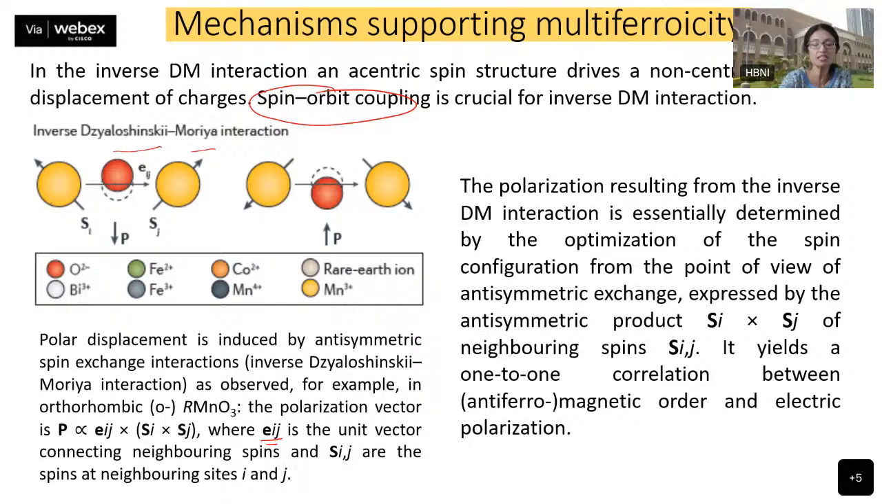So you have the spin states interacting with each other, and this ultimately gives rise to this polarization. So you have a down polarization in this case, and an up polarization in this particular case. And this is happening because of the spin interaction. So here the spin is pointed in one direction. When it moves into the other direction, it induces this particular polarization. So it is a one-to-one correlation between the antiferromagnetic order and the electric polarization. So this is one type of spin mechanism which is giving rise to your type 2 multiferroics.